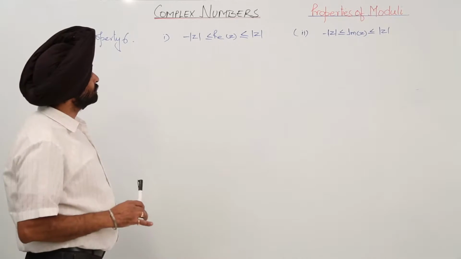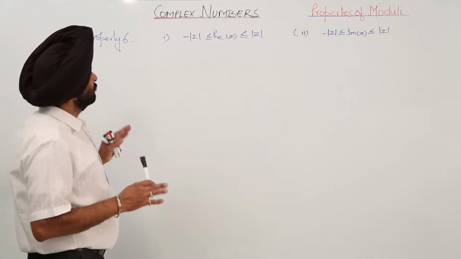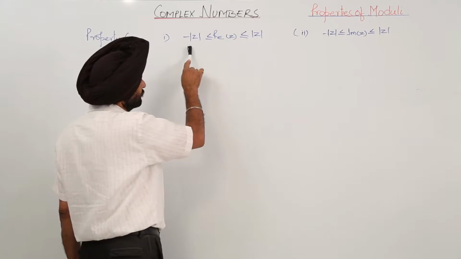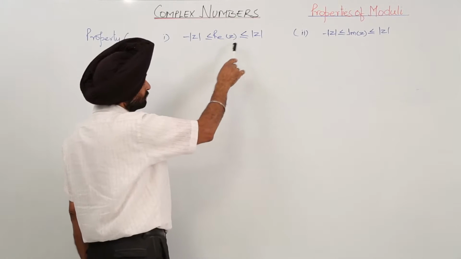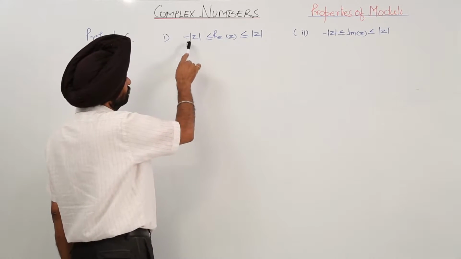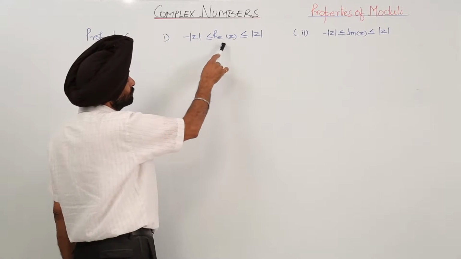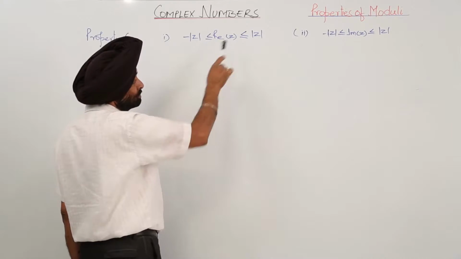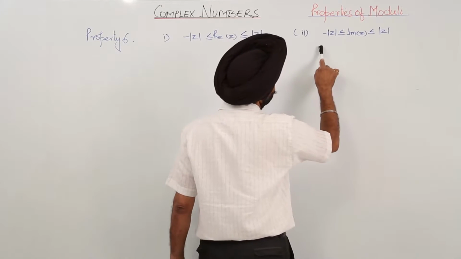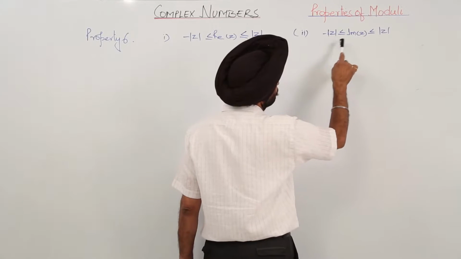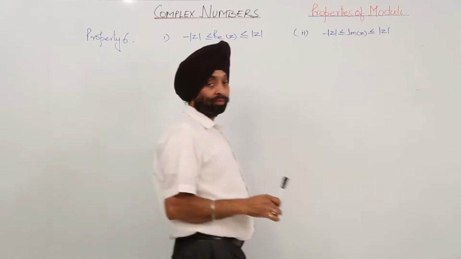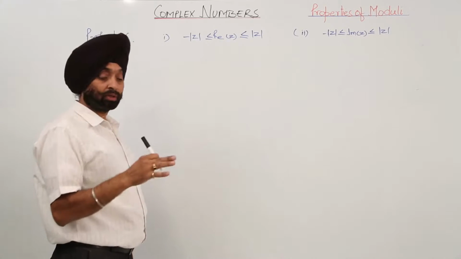Property 6. In this property, if we take the modulus as negative and the modulus as positive, the real part lies such that negative of the modulus of z is less than or equal to the real part of z, which is less than or equal to the positive modulus of z. Similarly, negative of the modulus of a complex number is less than or equal to the imaginary part of the complex number, which is less than or equal to the positive modulus of the complex number.